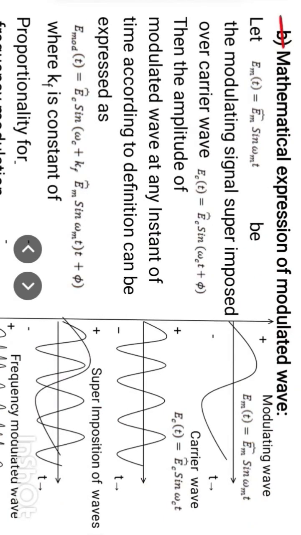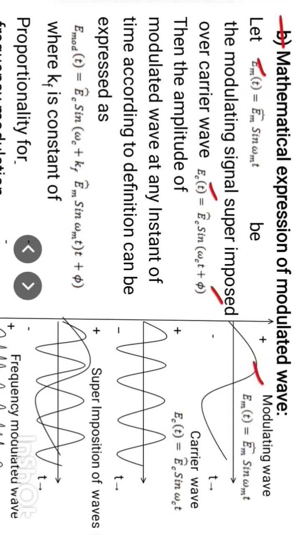Now B, mathematical expression of modulated wave. How do we derive the mathematical expression of modulated wave? Let us see. Let e_m(t) = E_m max sin ω_m t be the modulating signal superimposed over carrier wave e_c(t) = E_c max sin(ω_c t + φ), where φ is the phase of the carrier wave.